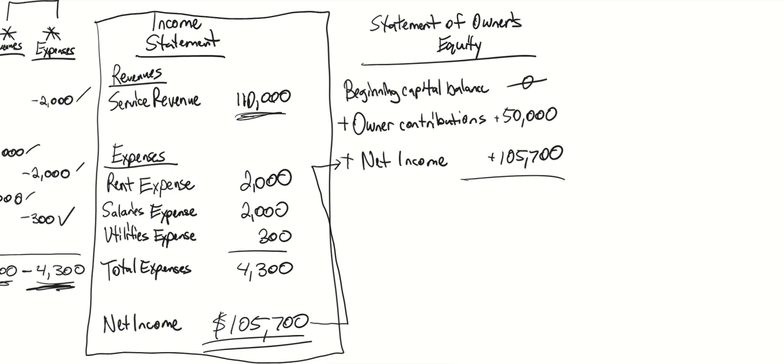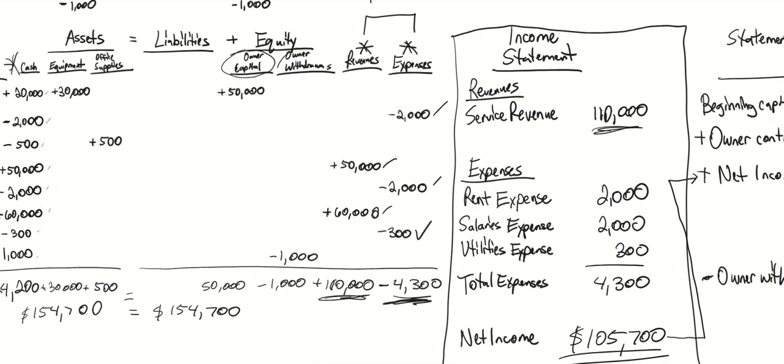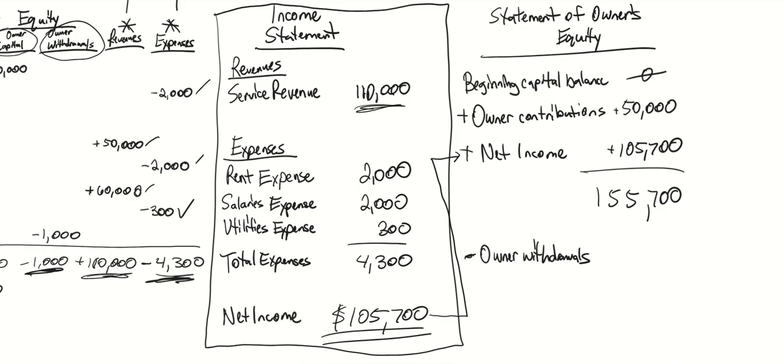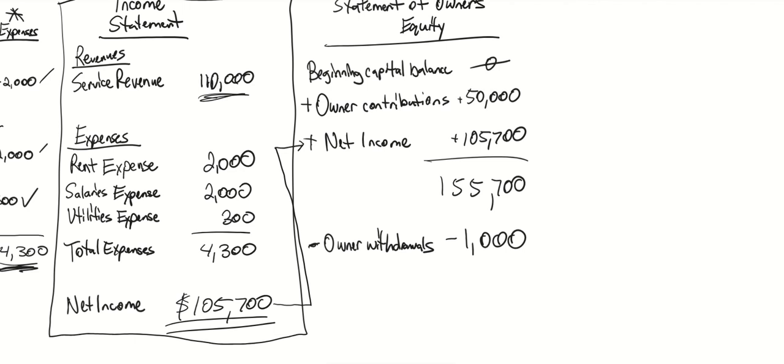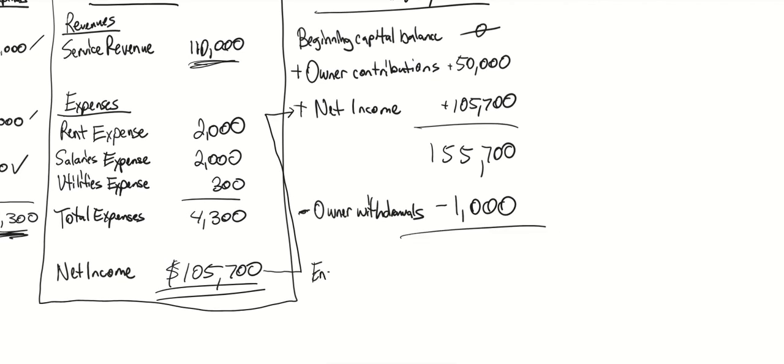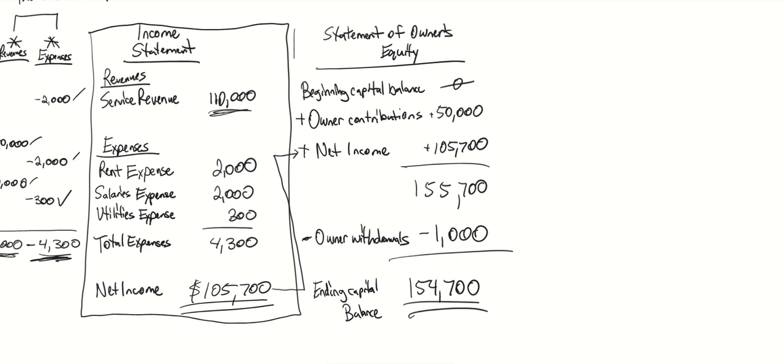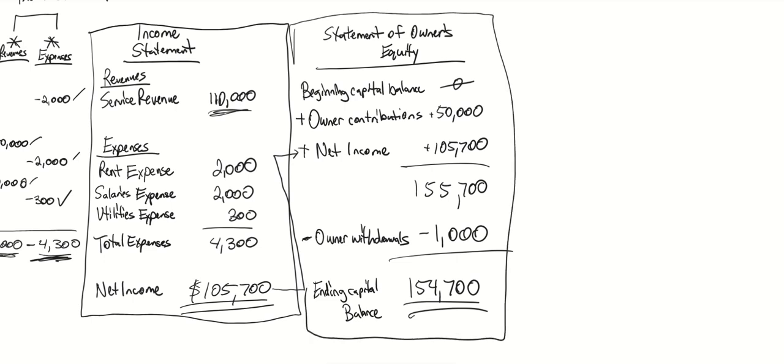Okay, so let me add these amounts up. So that's $155,700. Then we're going to subtract out the owner withdrawals. And we scroll back over here, the owner withdrawals right here came out to be 1,000. So this is going to be a subtraction of 1,000. So to get our ending capital balance, it is $154,700. Okay, and that's what's going to be shown in this statement here.